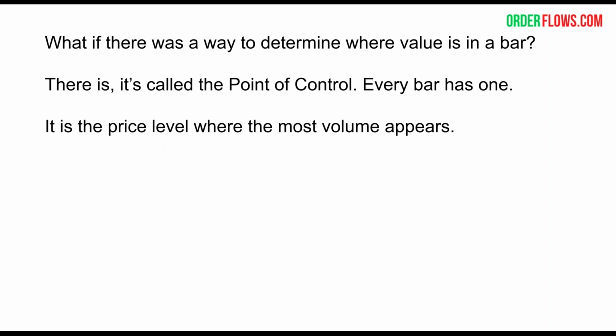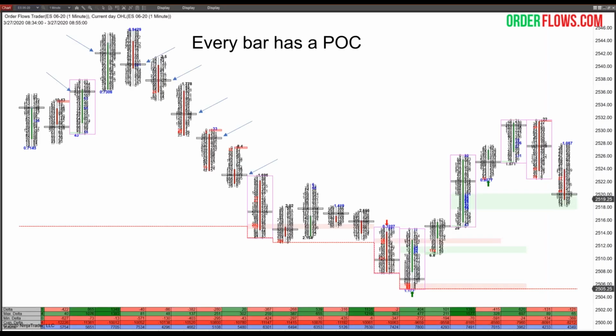Most people are familiar with volume profile, right? They're familiar with value area highs, value area lows. Now, the point of control is a form of value in a bar. It's the price level where the most volume appears. If you're familiar with volume profile, you understand that your point of control is the level with the most volume for that day. Take it on a smaller level. The point of control is the level in the bar where the most volume occurred. Now every bar has a point of control.